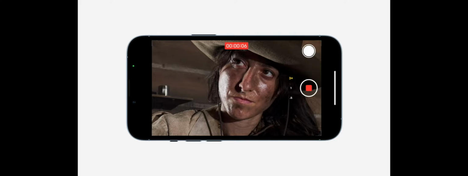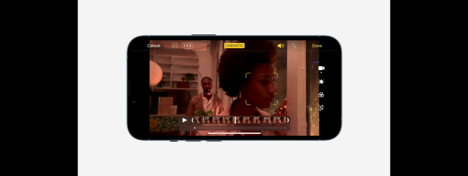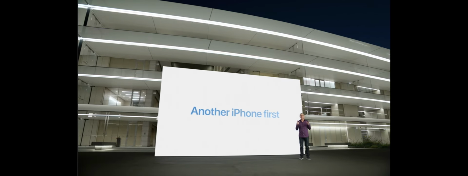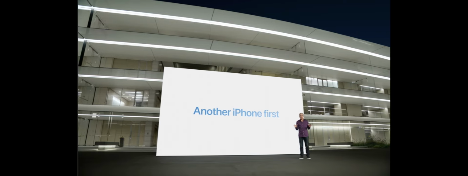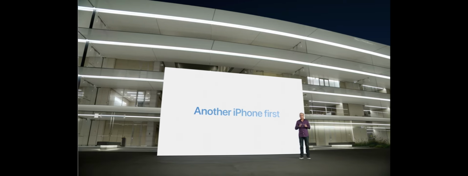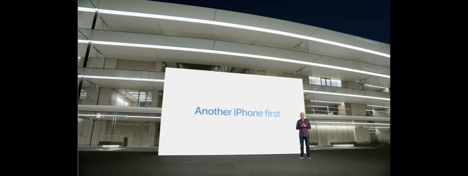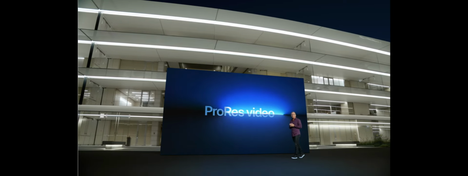This is really awesome when using our all-new cinematic mode, which uses machine learning and disparity to create a depth map that's built into the video. So you can change the depth effect, including the level of bokeh and where the focus is applied, even after the capture. This is another iPhone first, as iPhone 13 and iPhone 13 Pro are the only smartphones that can do this. We also have another Pro video feature coming later this year, and that's ProRes video.